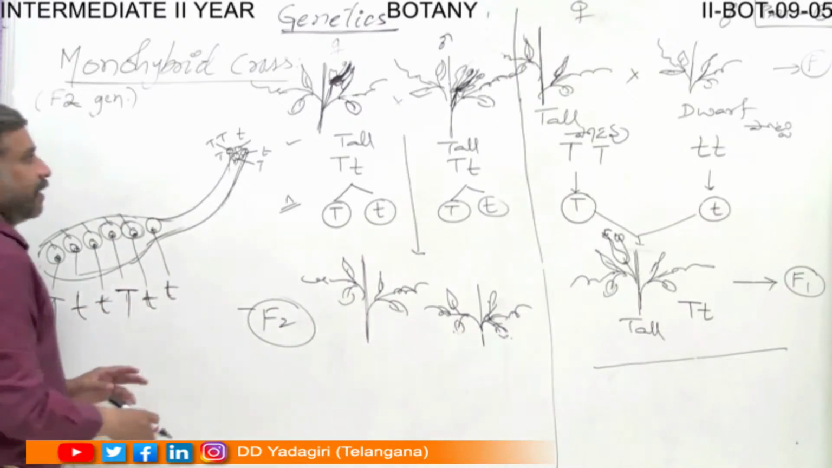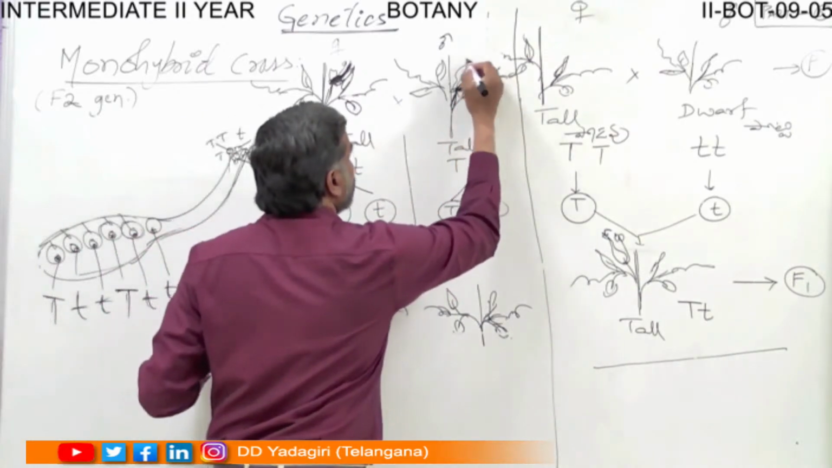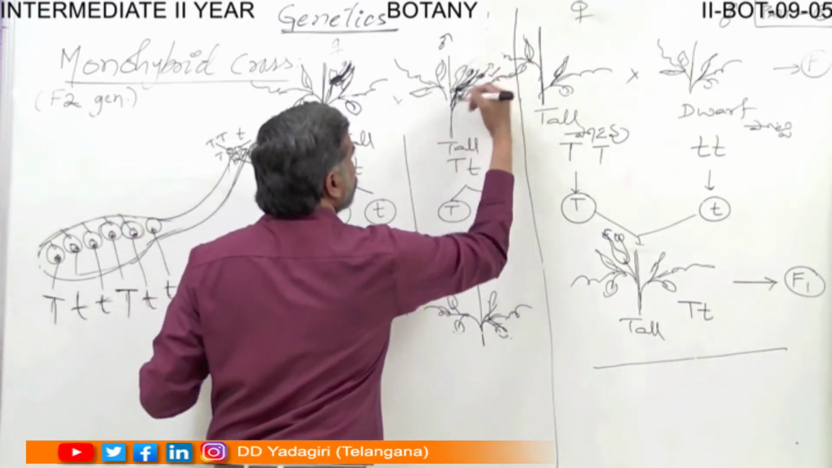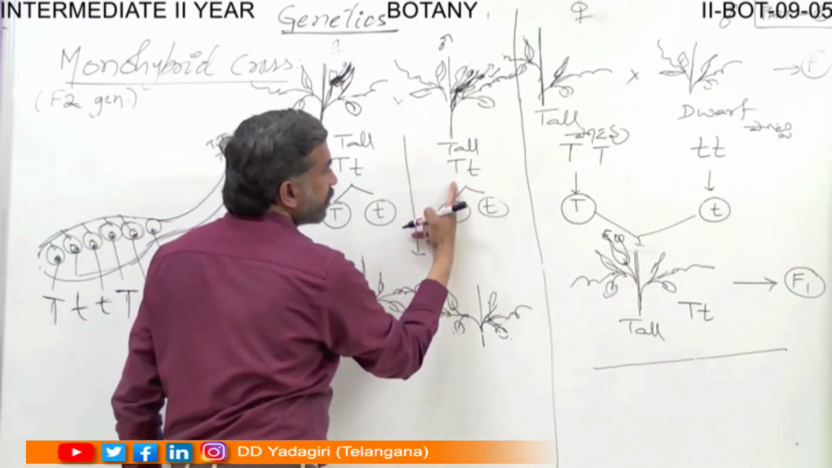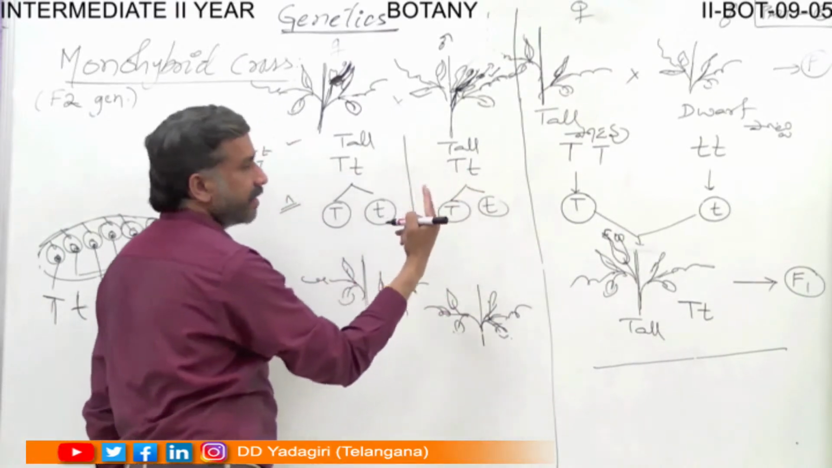Right. Here also, this is a second male parent and pollen grains. In this plant, what are the alleles that are present for tallness, capital T and small t? These are in the heterozygous condition, that is different.